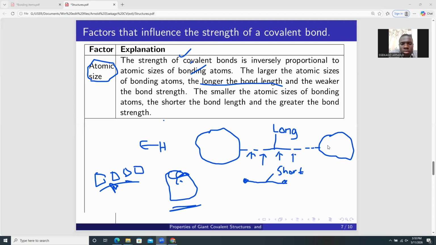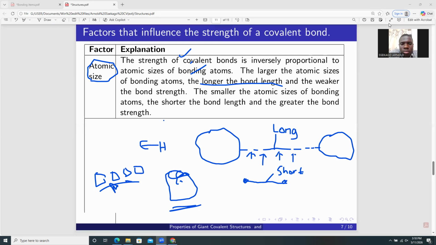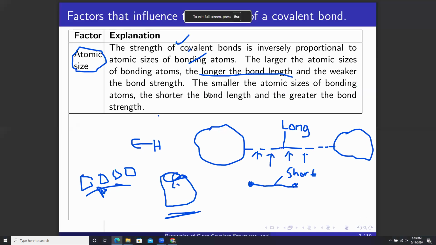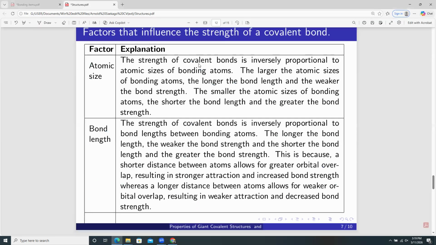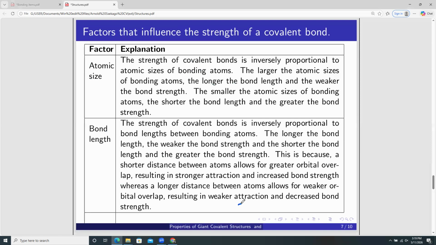And I was giving an example of a jerry can. Hope that was taken into account. Then which other property here? The other property is the bond length, the length of a bond. This is what I've been explaining there for atomic size. If you have a longer bond and a shorter bond, this longer bond should be very weak.